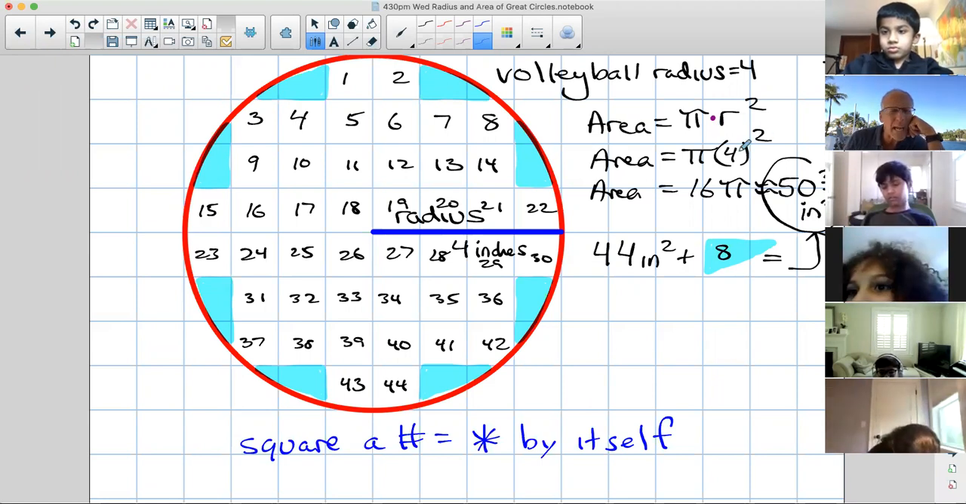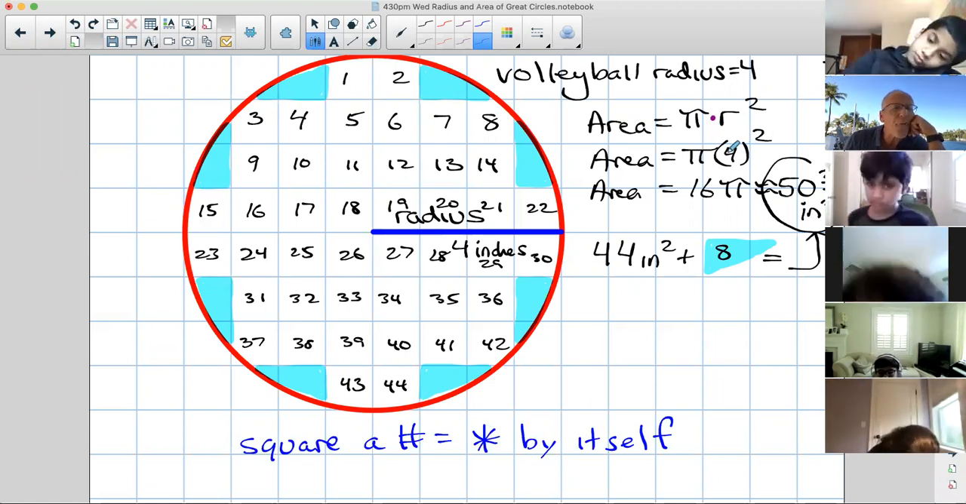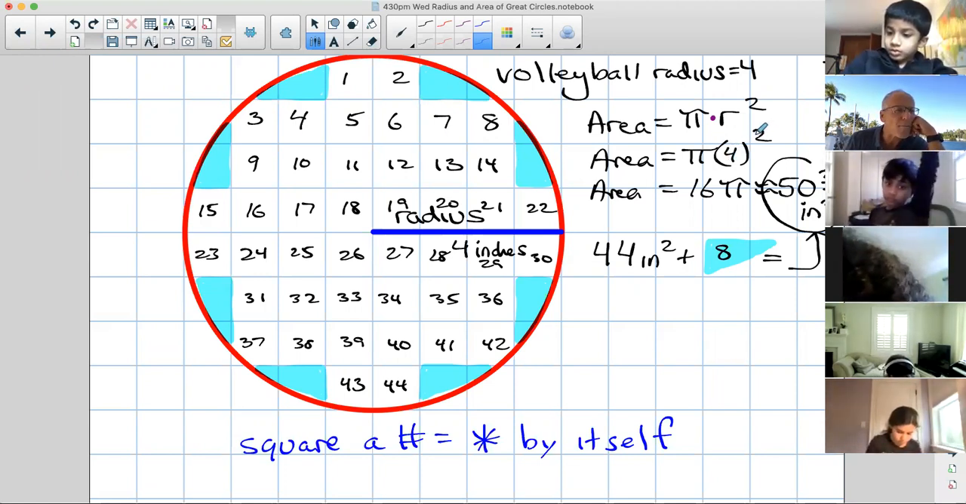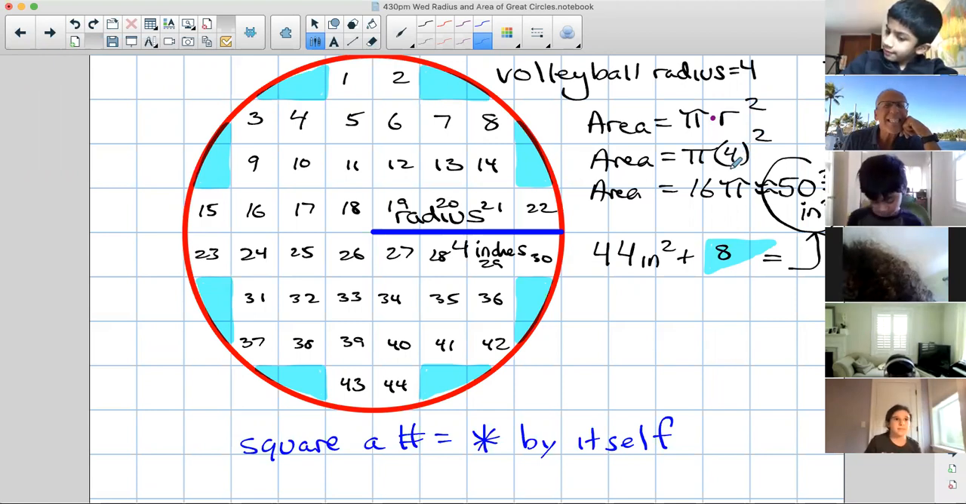What about in this case, we do 4 squared. Who knows 4 times 4? 4 squared. Go. Say it out loud. 16. It's 16. So guys, 16 times pi is our answer.